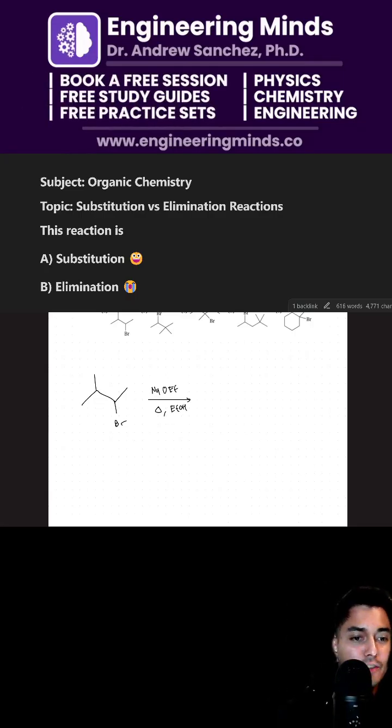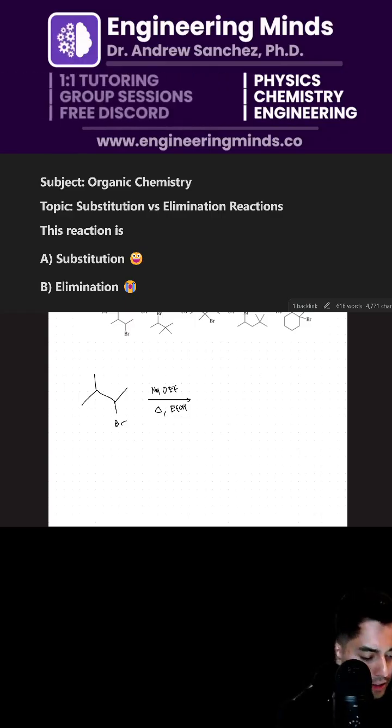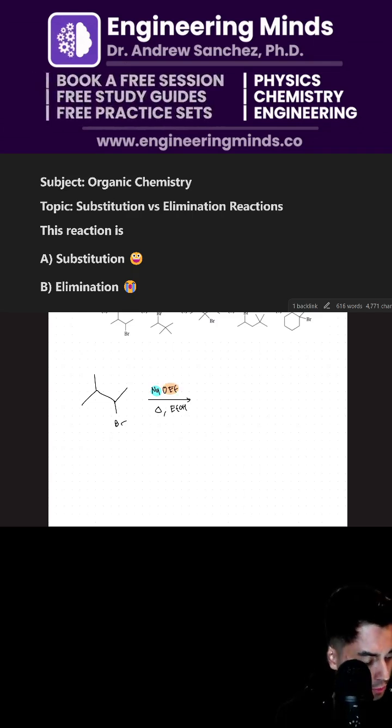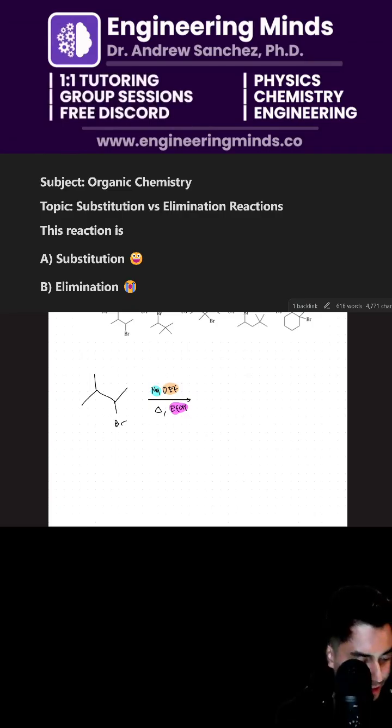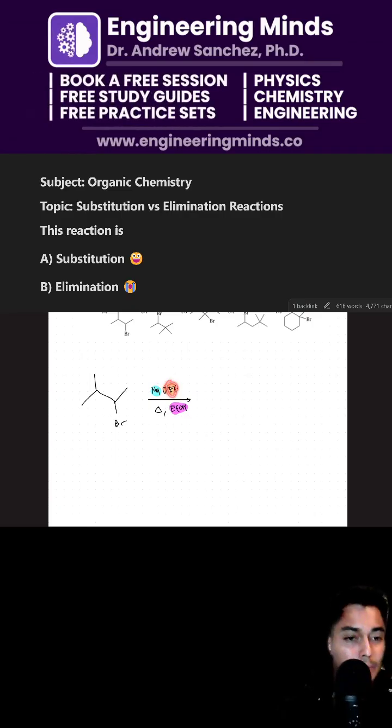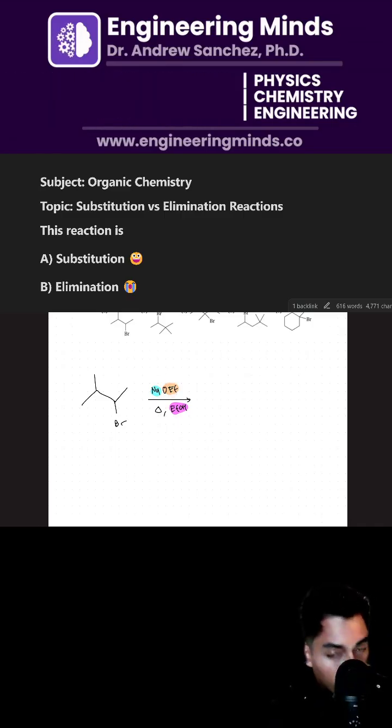You pretty much have to memorize that, chat. This is NaOEt. This is sodium ethoxide, and then this is ethanol. You pretty much have to memorize that. There's no way around that, okay? But also try to understand as well, okay? Sodium ethoxide, OEt.